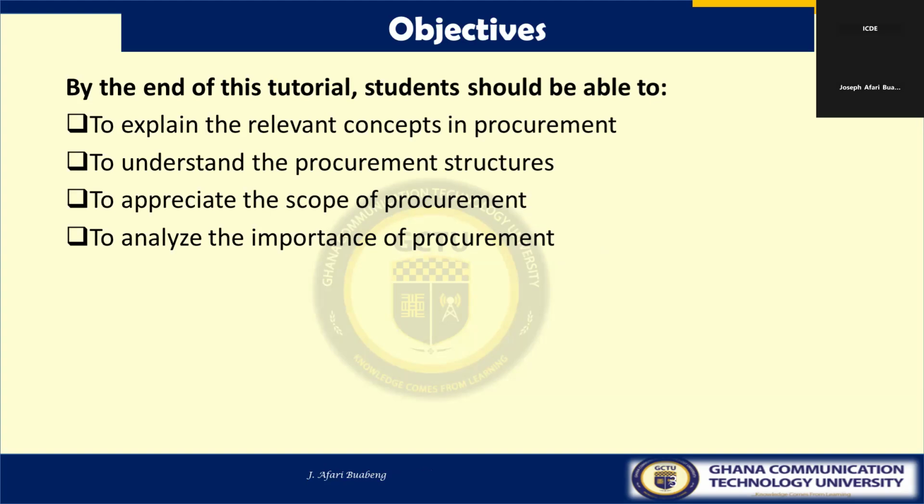These are the objectives of today's meeting. The expectation is that you should be able to explain the relevant concepts in procurement at the end of this lecture. And you should be able to understand the procurement structures. There are procurement structures. Once we are done with this lecture, you should understand that and appreciate the scope of procurement. And finally, you should be able to analyze the importance of procurement.